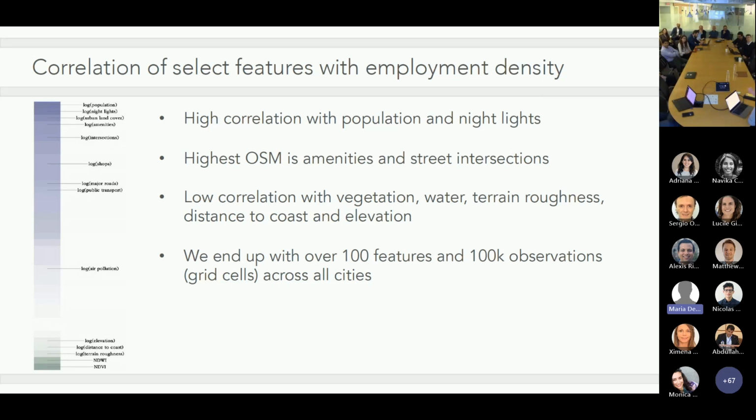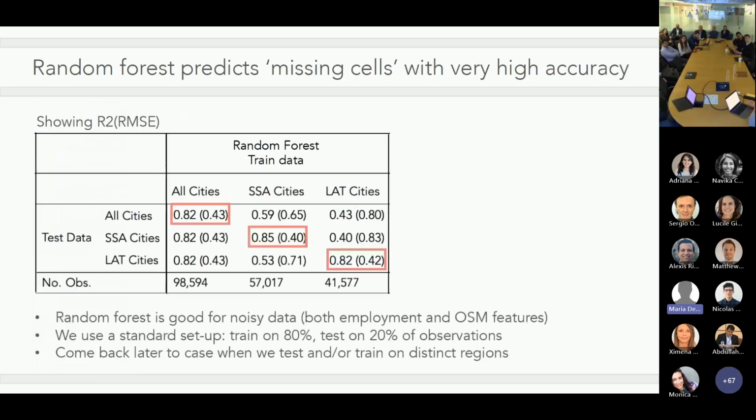So overall, in terms of the full number of features, we end up with over 100 features and over 100,000 observations. So these observations are grid cells. So it's basically the sum of all grid cells across all of our 14 training cities. And of course, we have a different number of grid cells for different cities due to different sizes, different areas.